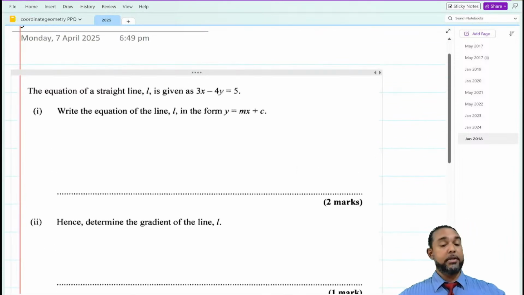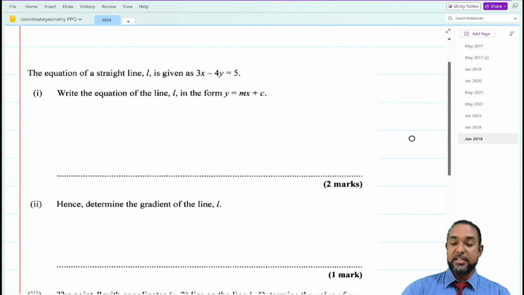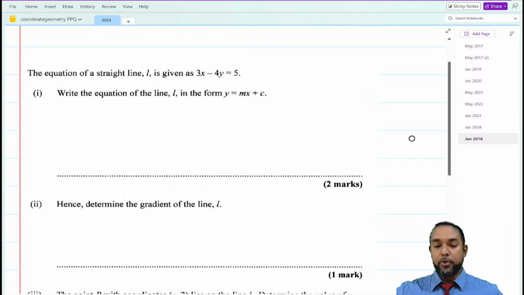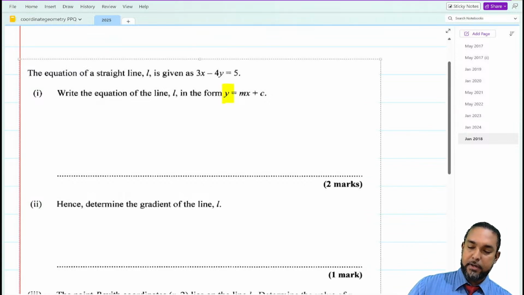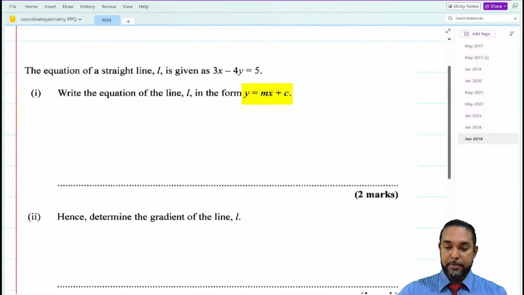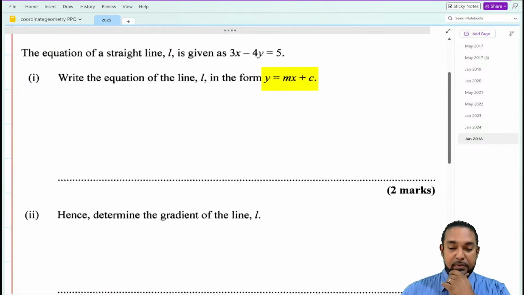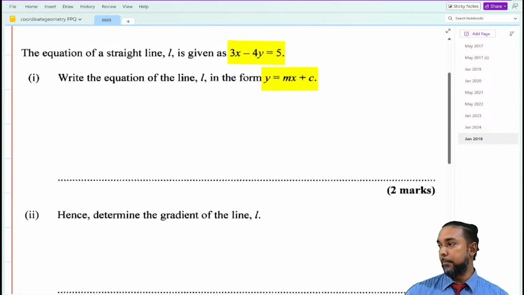Right, so Jan 2018. The first thing they want here is, the equation of a straight line L is given as 3x minus 4y equals 5. Normally we know the equation in the form y equals mx plus c, and that's the form in which they want us to state the equation. Let's zoom in a little more. Basically what you have to do is transpose, and make y the subject of the formula.